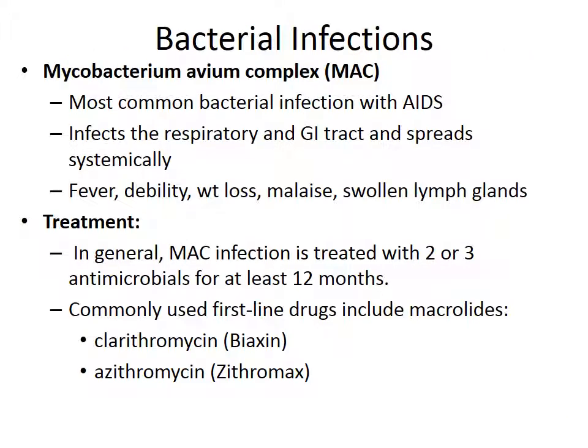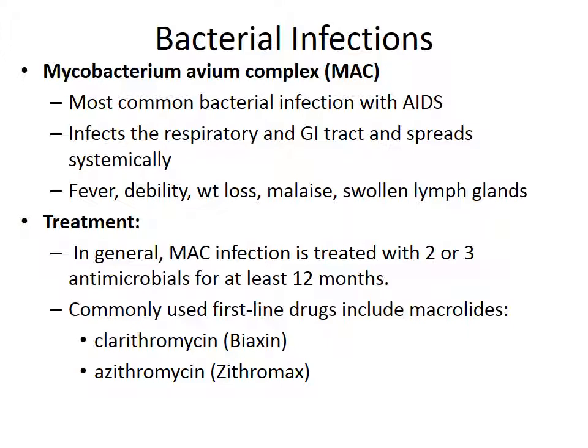Bacterial infections. Mycobacterium avium complex or MAC is the most common bacterial infection with AIDS. It infects the respiratory and GI tract and spreads systemically. Fever, debility, weight loss, malaise, and swollen lymph glands are clinical presentations of MAC. Treatment, in general, is with 2 or 3 antimicrobials for at least 12 months.